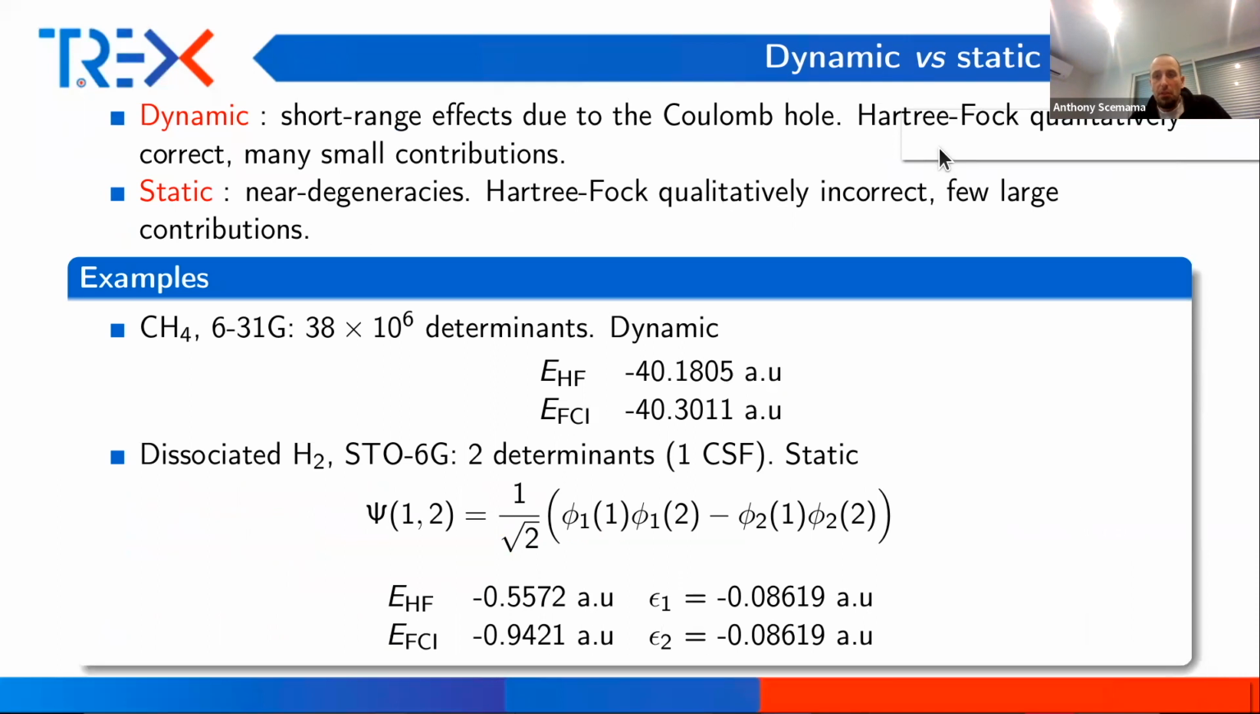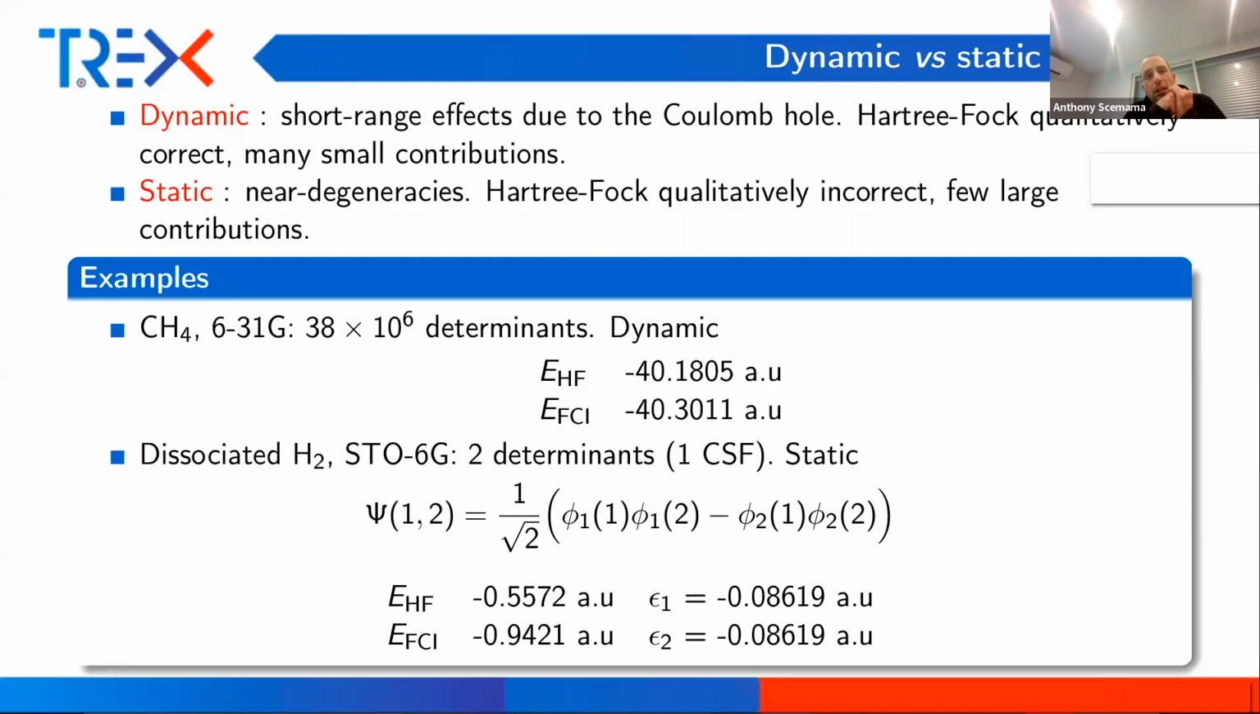The physical ingredients, well, it's just electron correlation, but we usually separate the correlation into two different types: dynamic and static correlation. Dynamic correlation corresponds to really short-range effects due to the Coulomb hole. The physical picture is when you have two electrons approaching each other. What is the response of the wave function to this?